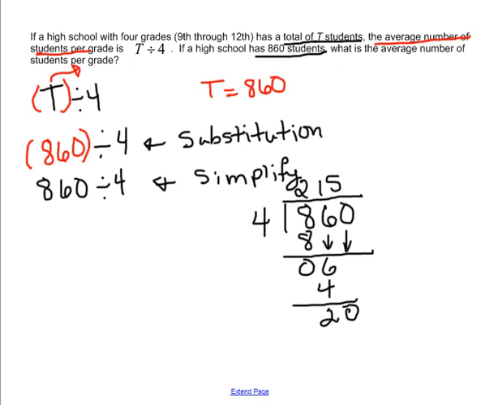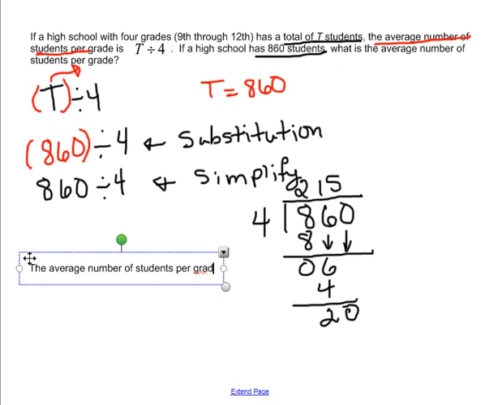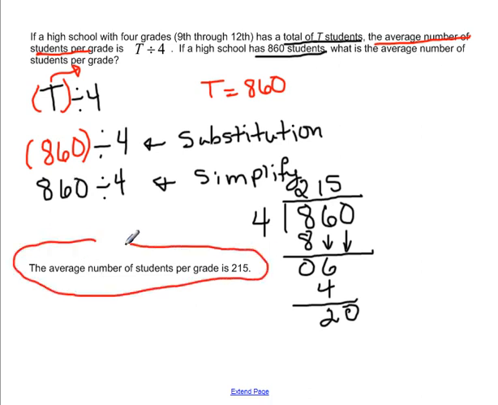So now that we've got all of our work done, we can answer the question. We want to answer it in a complete sentence. So we're going to say the average number of students per grade is 215. So we're putting the answer that we got from our math into an English sentence so we can clearly communicate with whoever is asking this question what our final answer is. So this is how we would write the final answer for this problem.